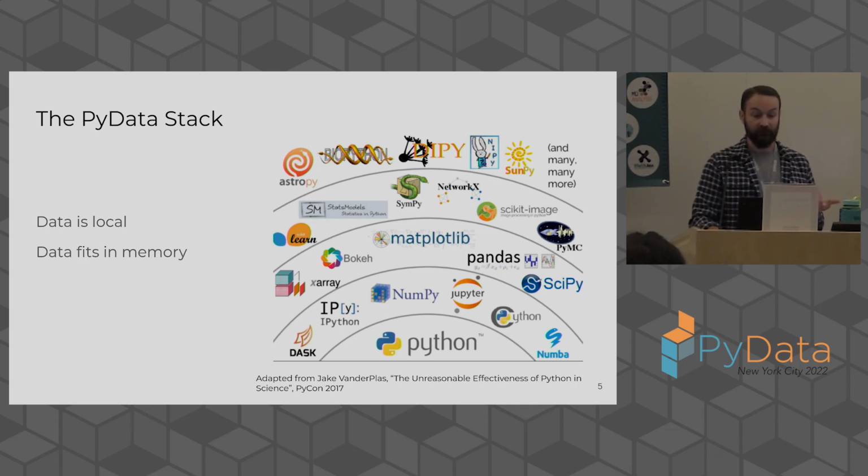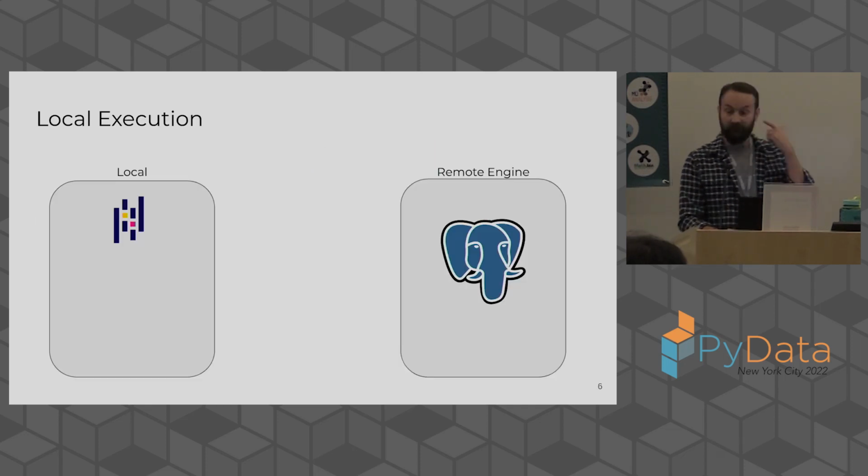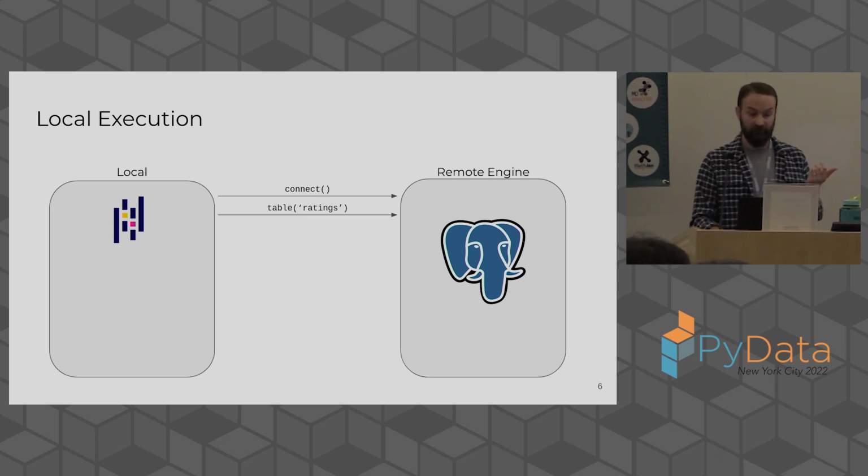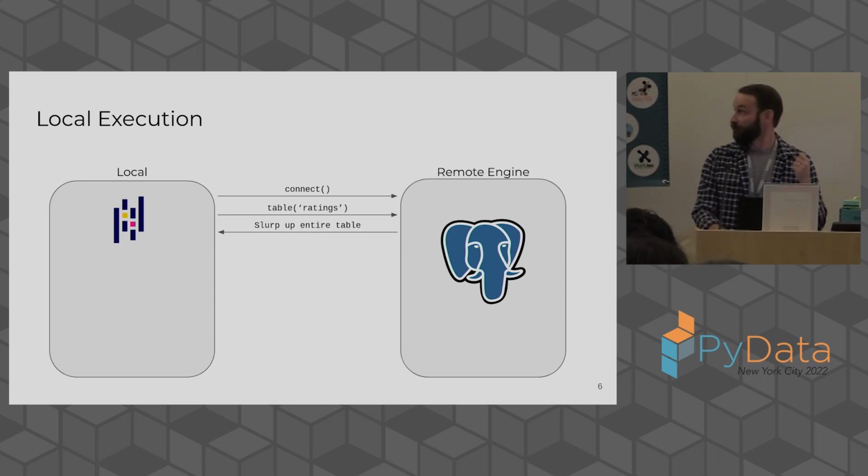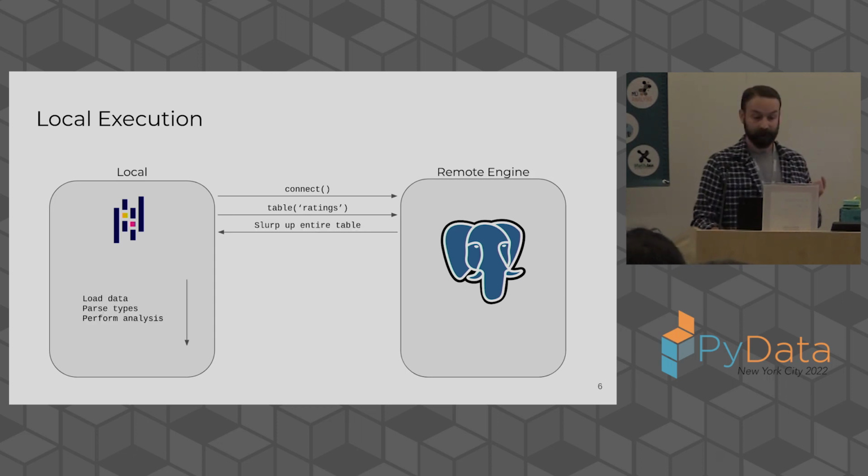And so what does that look like? Well, it might look something like this. If you have your local laptop and some kind of remote engine, and you're going to connect to that engine, and you're going to say, hey, do you have some table called ratings, maybe? And then you're going to slurp up that entire table, and then you're going to load it and parse the types and perform your analysis, right?